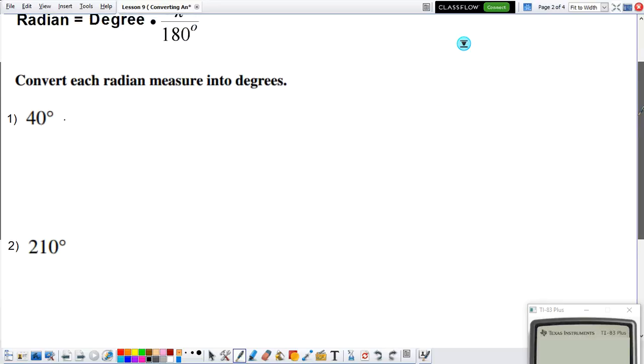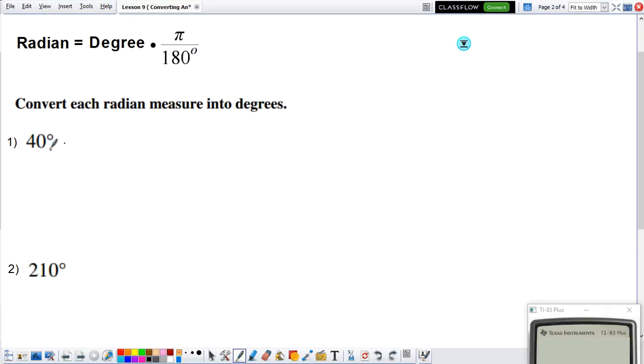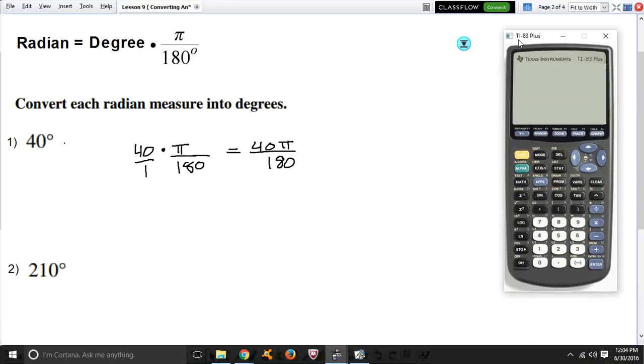How can I express 40 degrees in radians? Well, according to my formula on top, I'm going to take my degree, which is 40, and multiply it by pi over 180. So we can put this 40 over 1. Now 40 times pi is 40 pi, over 1 times 180, which is 180. This is the radian representation of 40 degrees, but we always want to simplify our fractions.